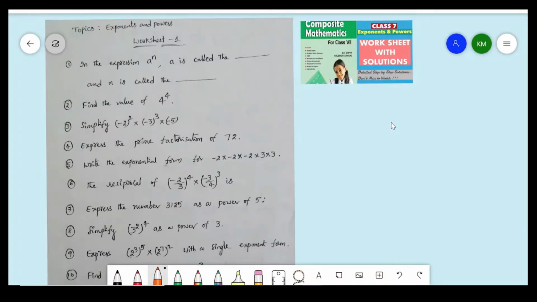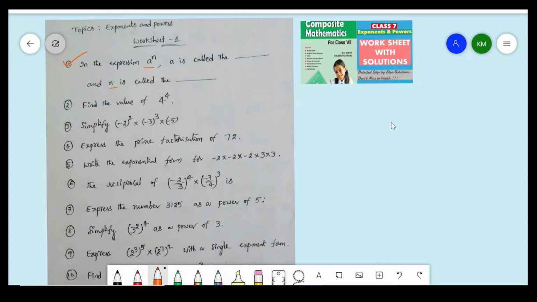Let us move on to the worksheet. This is question number 1. This is a fill in the blank type of question. I am just reading, observe very carefully. In the expression a power n, a is called what and n is called what? What is the name of n and what is the name of a?